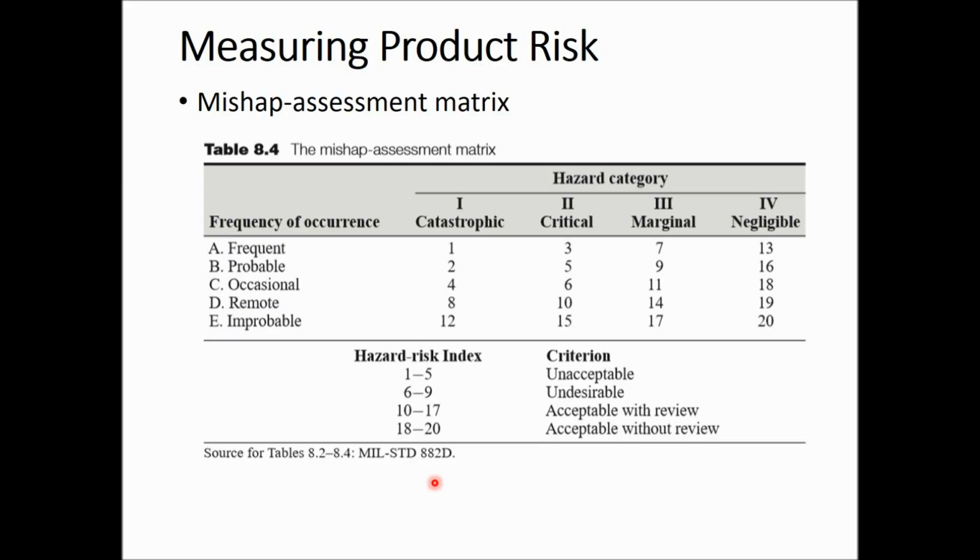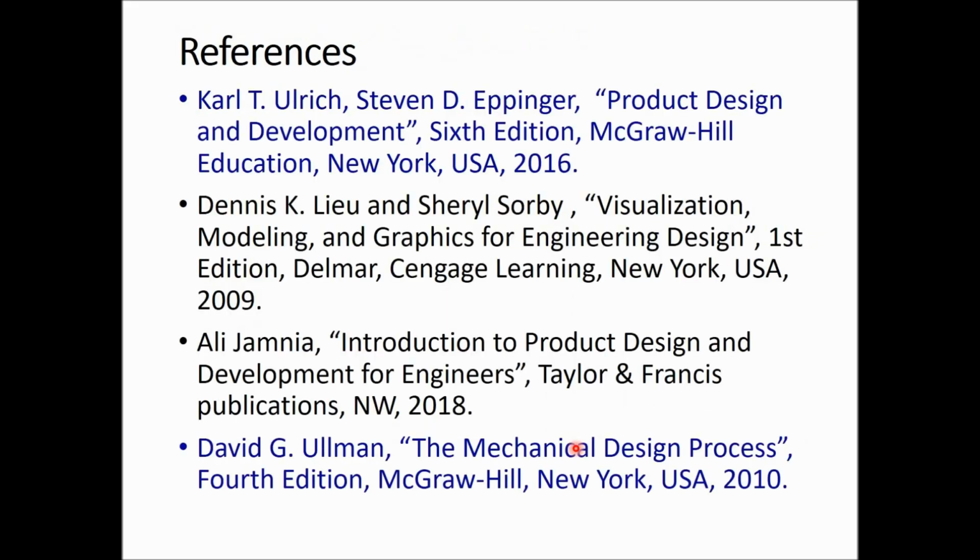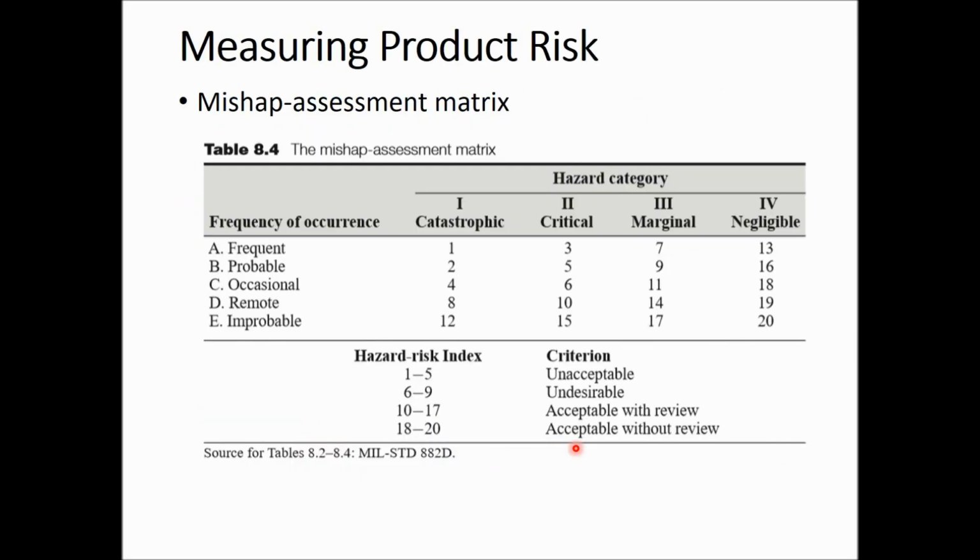Likewise, they have proposed an assessment matrix based on the frequency of occurrence and the different hazard categories. Accordingly, based on the numbers that you get, they have indicated a hazard risk index, from which it can be worked out whether a particular risk level is acceptable or completely unacceptable. As I said earlier, I'm not going to expect you to do a proper comprehensive product risk analysis in this particular example, which is beyond our scope.